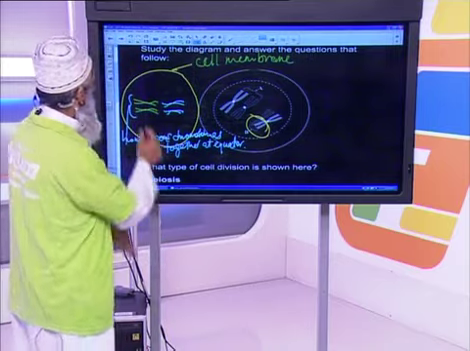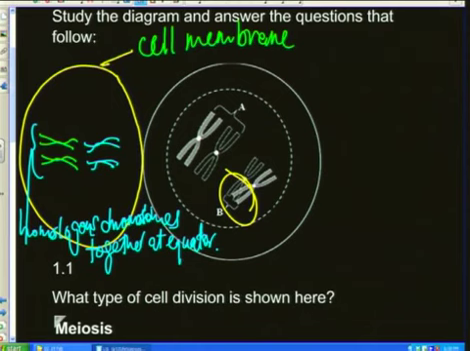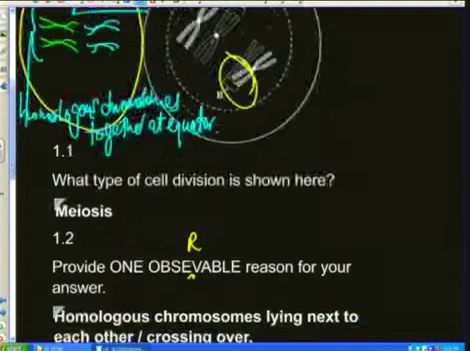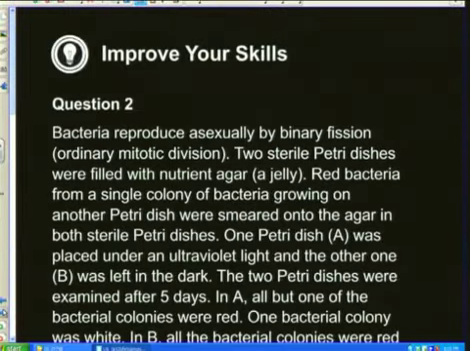Because this is a diagram we're drawing, we must have a caption. And here: diagram showing metaphase 1 of meiosis. That's what we have to do there. Got it? Great. Okay, so that will be the diagram you're drawing. Good. Let's move to our next question.